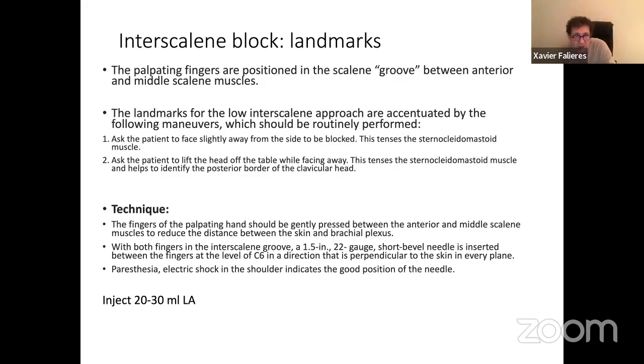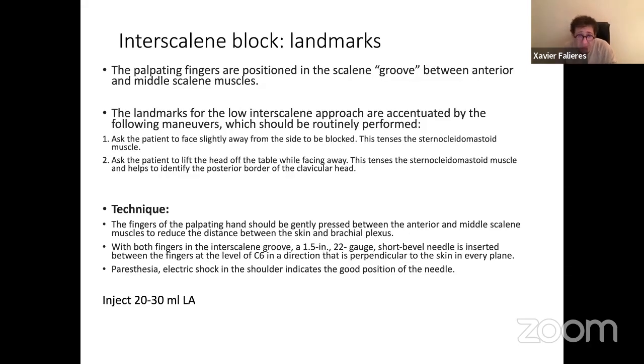So what you can do for the landmarks is to ask the patient to face slightly away from the side to be blocked. It tenses the sternocleidomastoid muscle, and leave the head off the table while facing away. You can identify much easier the posterior border of the clavicular head. The technique: the palpating hand should be gently pressed between the anterior and the middle scalene muscles to reduce the distance between the skin and the brachial plexus.